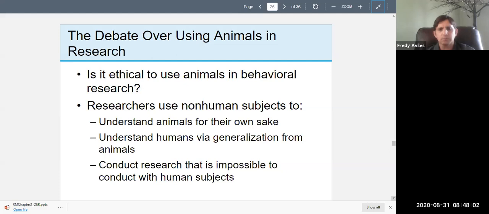Why would researchers want to use animals for research? Well, to understand animals for their own sake. So for instance, are other animals capable of language, like chimpanzees or parrots or things like that? You guys might have heard of that. They can talk, they can mimic the human voice. Or to understand humans via generalization from animals. You know, they can study relationships in chimpanzees to understand humans.